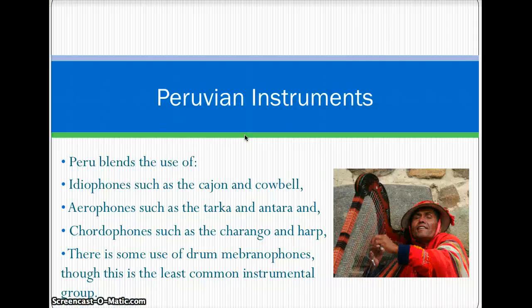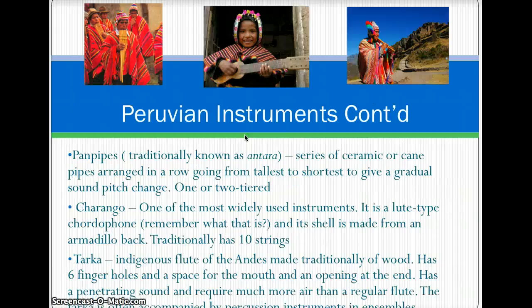Okay, Peru blends the use of idiophones such as the cajon and cowbell, aerophones such as the tarca and antara, and chordophones such as the charango and harp. There is some use of the drum and membranophones, though this is the least common instrumental group.